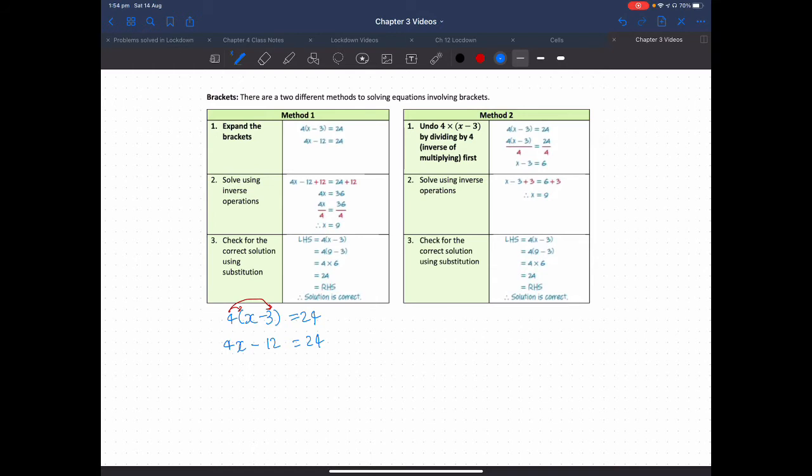Now we want to eliminate the minus 12 so that we're left with a 4x by itself. So the opposite to minus 12 is plus 12. What I do to one side of the equal sign, I must do to the other. So I add 12 to both sides. 4x is equal to 36.